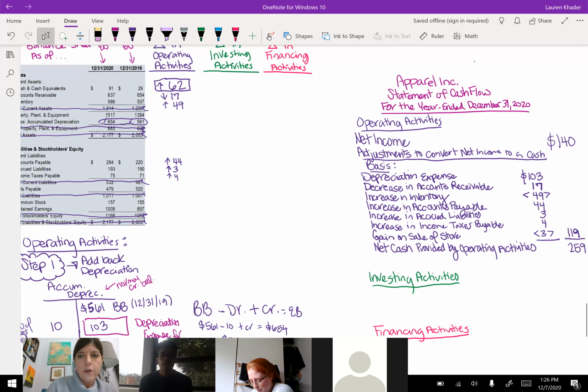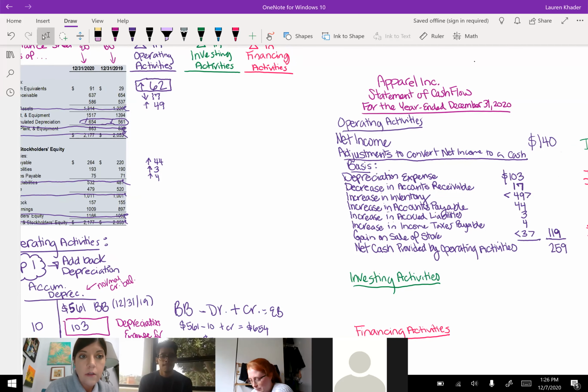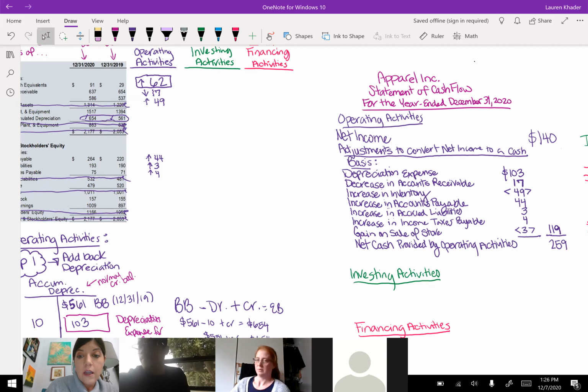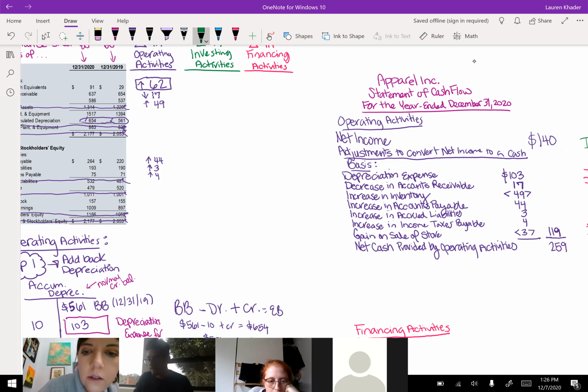So after we complete the operating activities, then we're going to go through the investing activities. So the investing activities has to do with changes in long-term assets. So we're going to go back to the balance sheet after I correct the title.